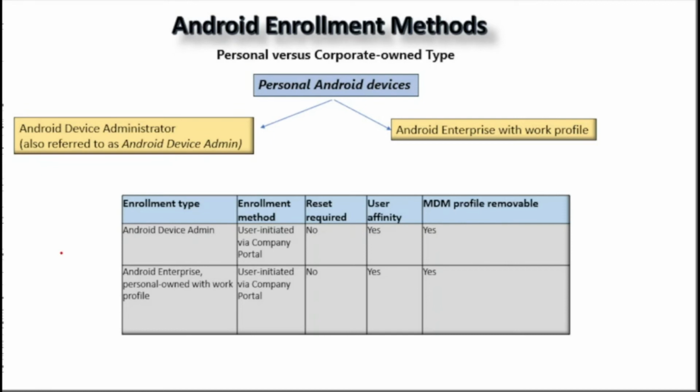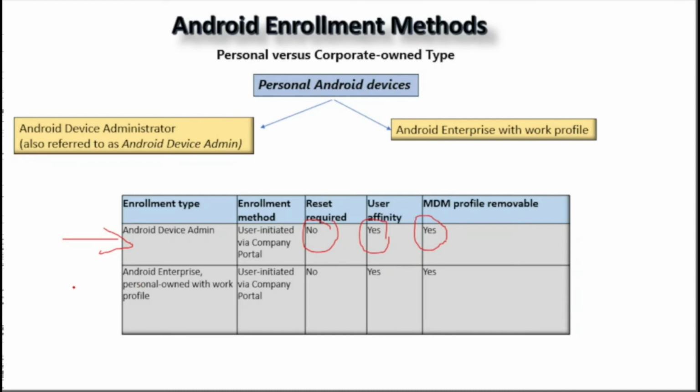So if you want to use an Android device admin enrollment type, then reset is not required and the person who is going to enroll the device is the owner of that device and they can remove the MDM profile just by unenrolling the device through company portal.